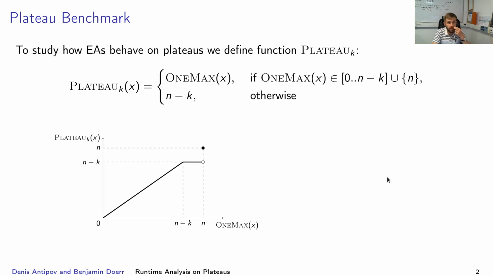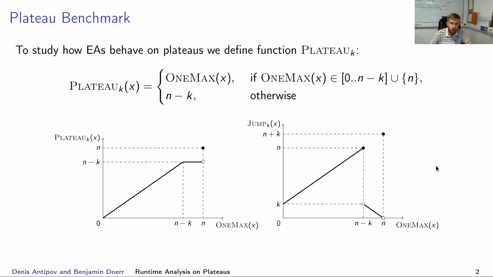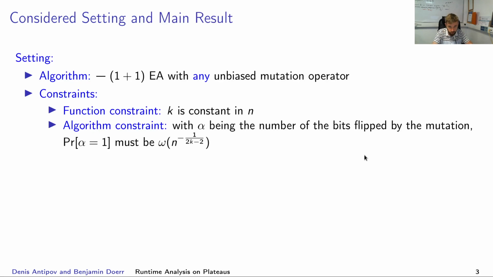To study how the EAs behave on such plateaus, we define a pseudo-Boolean benchmark function, Plateau_k, which resembles the OneMax function, except it has a plateau of the second best fitness in radius k around the optimum. This function was inspired by another benchmark function, Jump, which brought us a lot of useful theoretical results on how the algorithms cope with local optima.